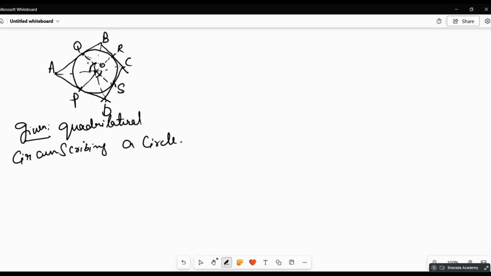We will name them. Each one is angle 1, angle 2, 3, 4, 5, 6, 7, and 8. So all the angles 1 to 8 we will name them. We have joined OQ, OR, OS, OP. And we got 8 angles. Sum of all these should be equal to 360 degrees, because around a point it is equal to 360 degrees.